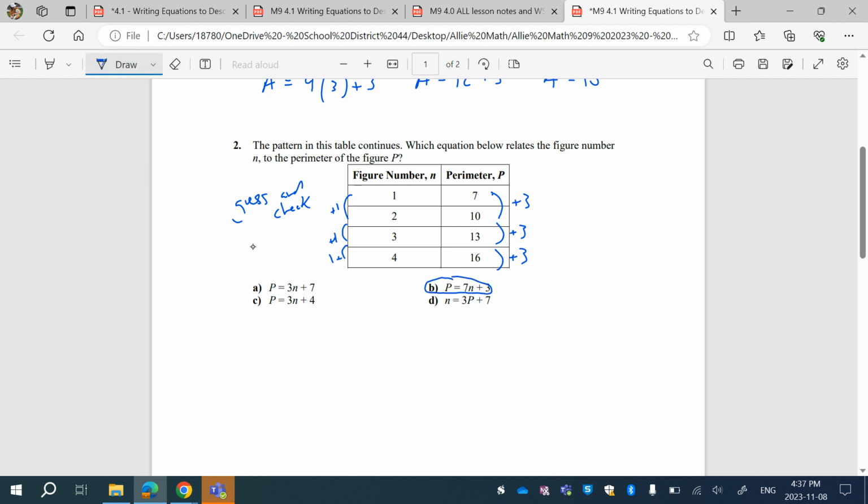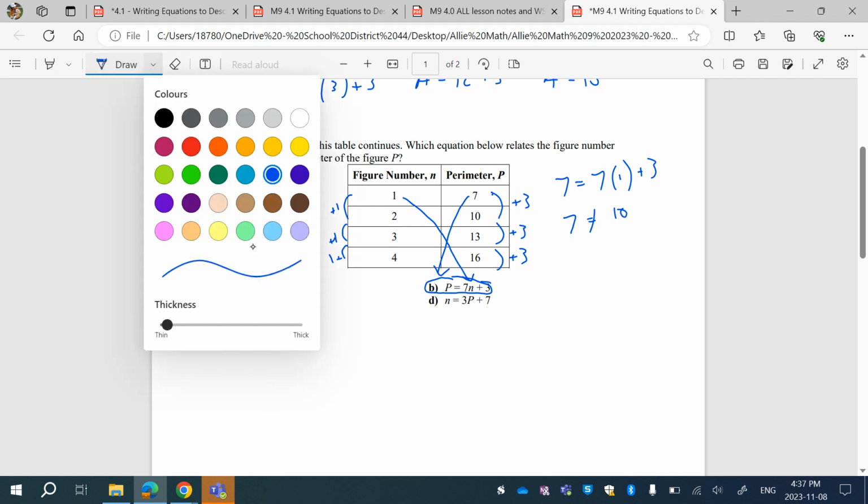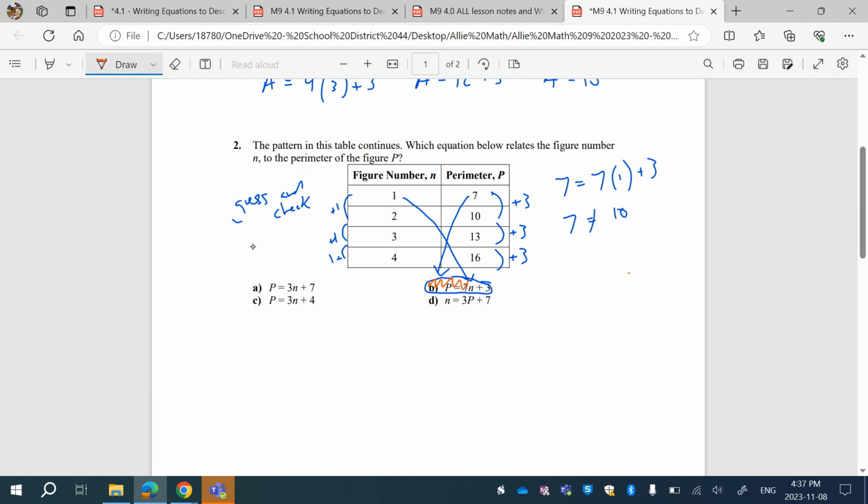So the way that you can test this is just by inputting any of the values. So let's see, is it true that for 7, I'm just putting the 7 where the p is, does that equal 7 times, I'm going to substitute the 1 into the n, 7 times 1 plus 3. So looking at it already, does not look like it's equal. 7 plus 3 is 10, so it's not that one. Let's put a red. That's a no.